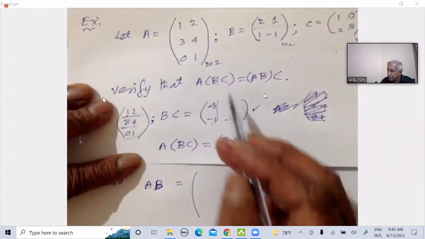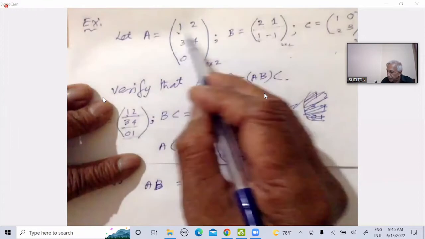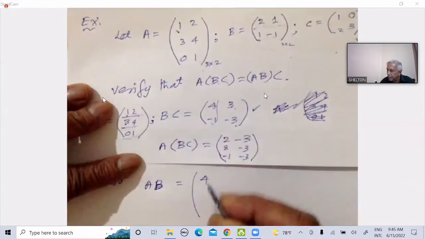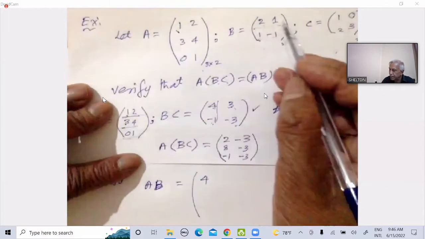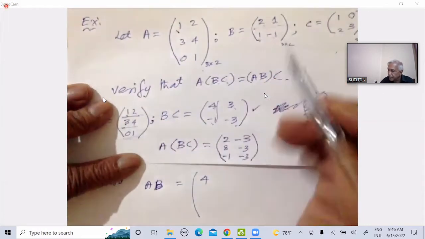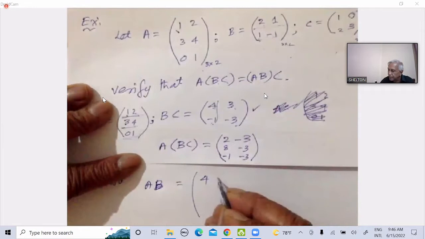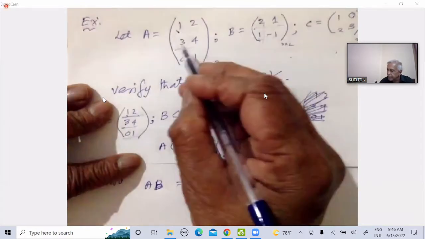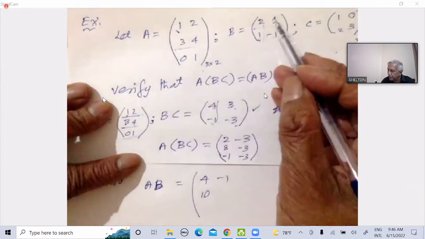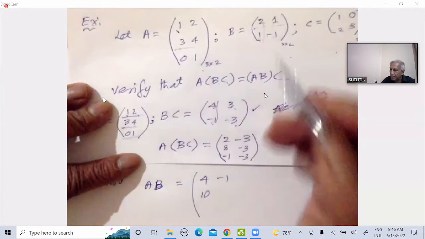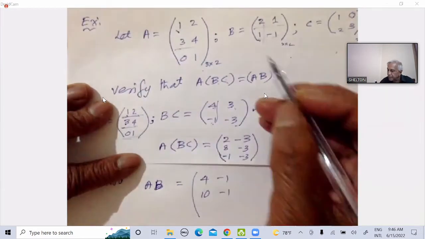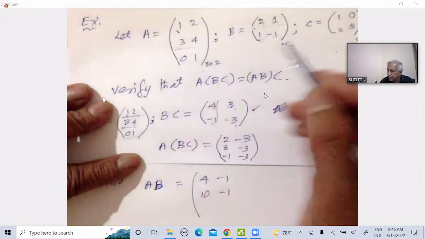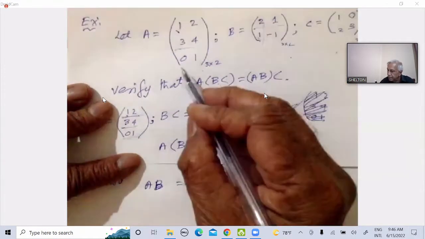AB. 2 plus 2, 4. This times this, 1 minus 2, minus 1. 3, 4. This, 6 plus 4, 10. This times this, 3 minus 4, minus 1. Then this times this, 1. This times that, 0 minus 1.